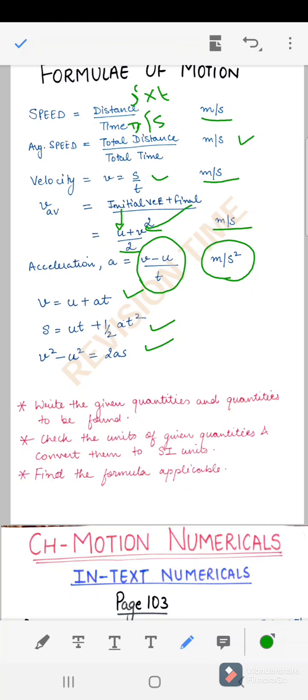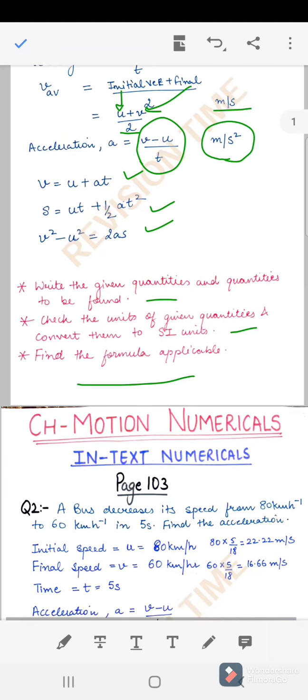So there are several points through which the solving of your numericals will be easy. First of all, write the given quantities and the quantities to be found out. So first read the statement given to you and find out what quantities are given and what you have to find out. Check the units of given quantities and convert them to SI units. If they are not in SI units, then we have to convert them into SI units. Find the applicable formula, based on the quantities given and the quantities to be found.